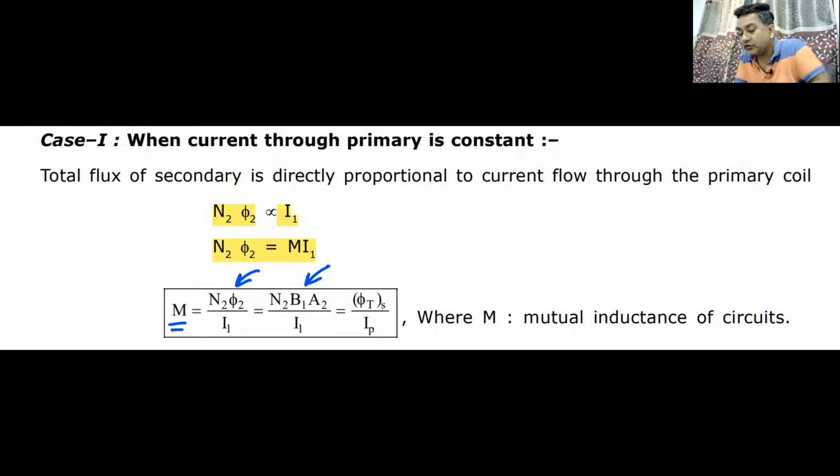Do we understand this? Yes or no? Yes, sir. I'll give you a minute to note it down.